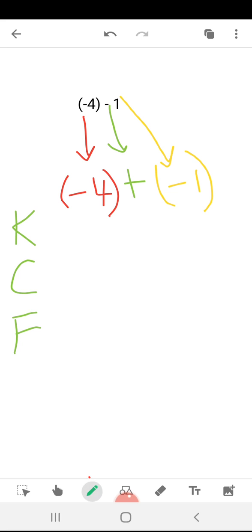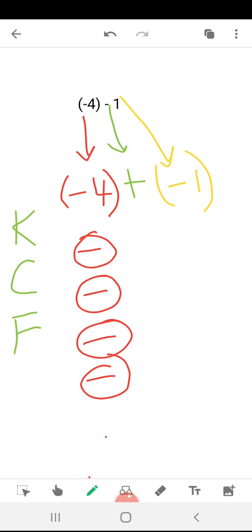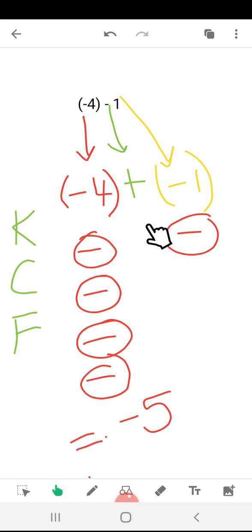After that, we use our chips to assist us. So we're going to use the chips to represent negative 4 and negative 1. Alright, so we draw 4 negative chips to represent negative 4 and 1 negative chip to represent negative 1. We have nothing to pair in this case again, so we just add up all that we have. So 1, 2, 3, 4, 5. So our answer is negative 5 and not positive 5 because we have 5 negative chips.